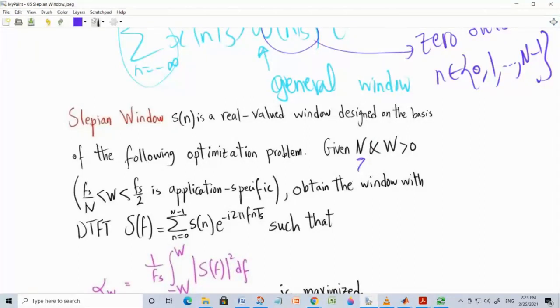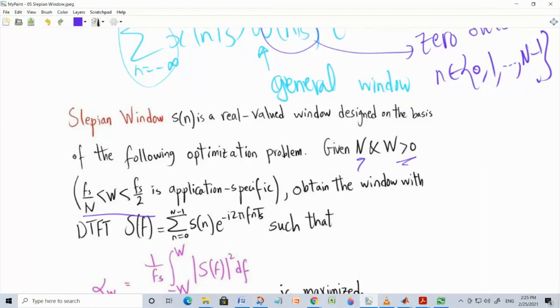So we will assume that you are a good engineer, and based on your application, you know what big N to use. N will be the number of terms that you use for your DTFT, and you will specify a W. You need to come up with a W, and this W is taken as a number between Fs over N. Again, Fs over N is not an arbitrary parameter. It is half the width of the main lobe if you use a rectangular window.